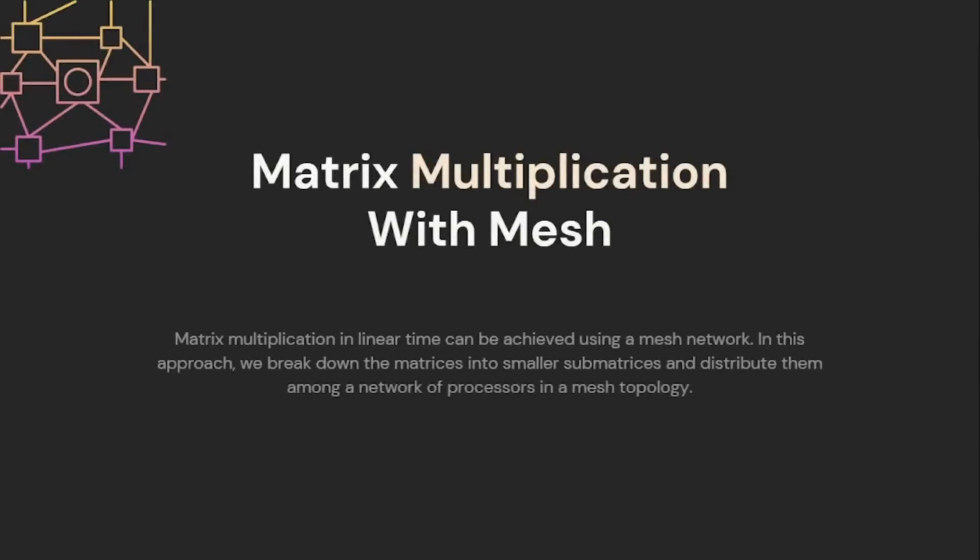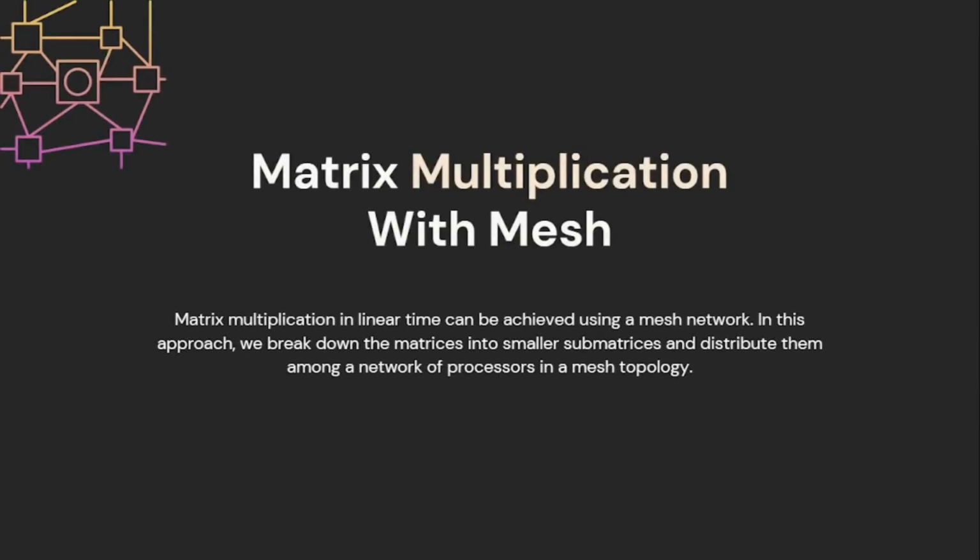Matrix multiplication in linear time can be achieved using a mesh network. In this approach, we break down the matrices into smaller submatrices and distribute them among a network of processors in a mesh topology. Each processor multiplies its assigned submatrices and sends the results to the appropriate neighborhood processors. The final result is obtained by aggregating the partial results computed by each processor.